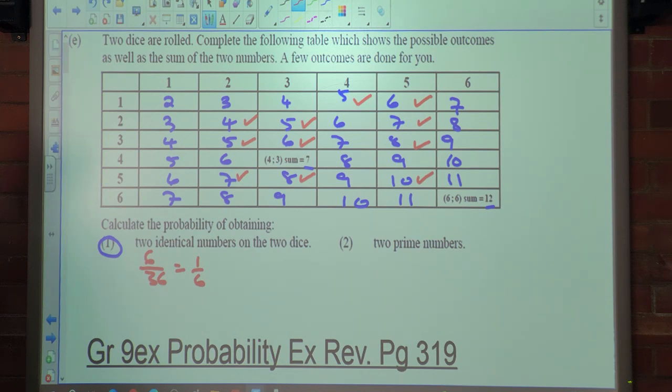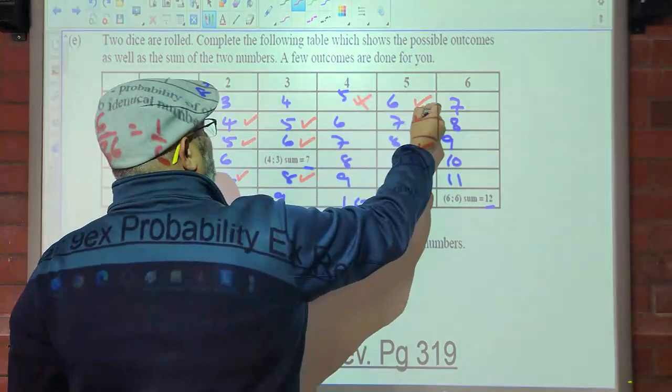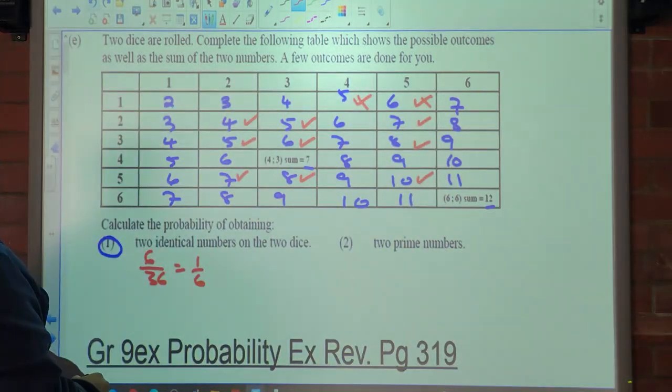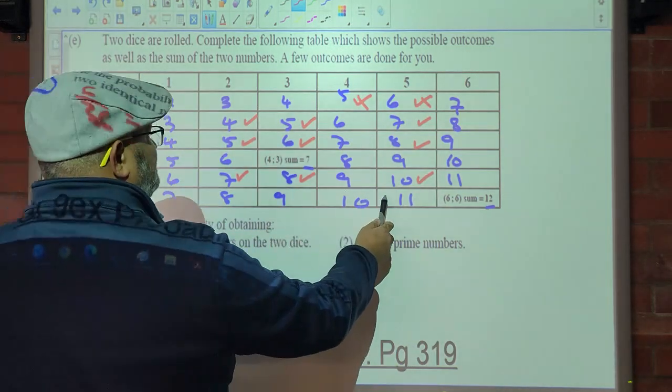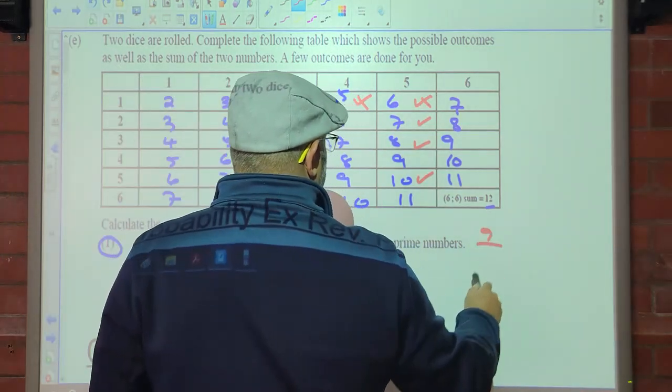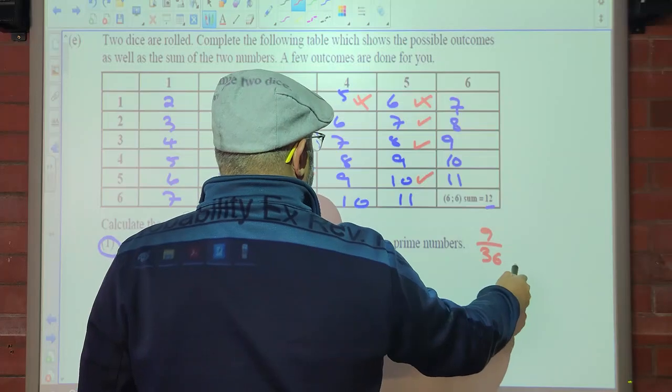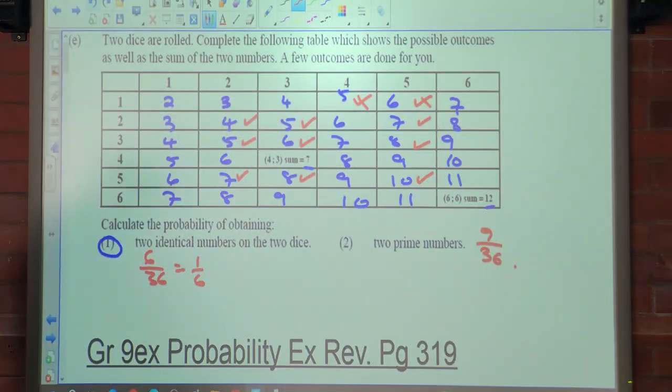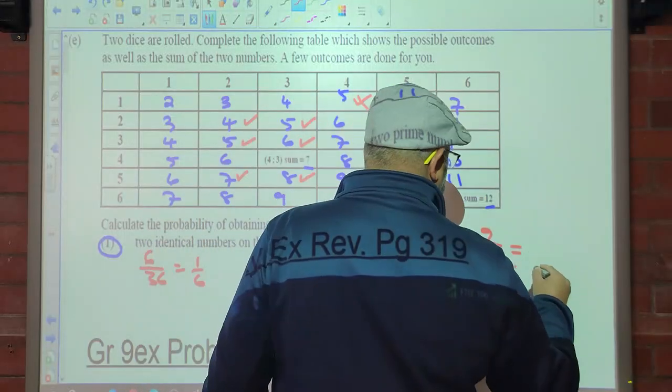1 is not a prime number. So it can't be the system. 1 and 4, 1 and 5 can't be. Let's count. Now you're getting 9. Yeah, 9 over 36, which is 1 over 4.